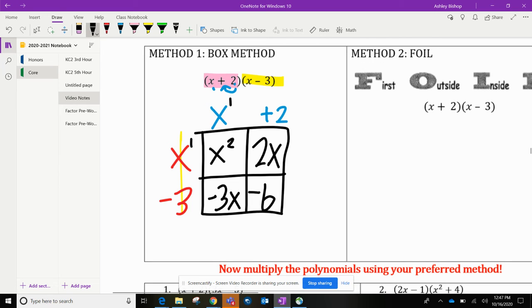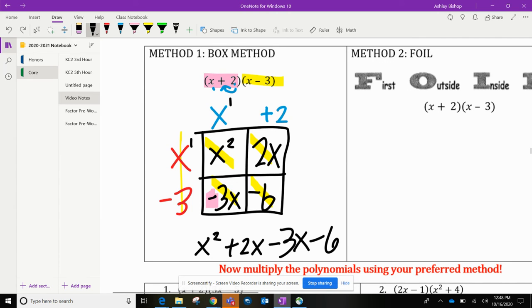Once you have your box filled out, you are going to rewrite all of your answers that you got in your box in a nice line. So I'm going to rewrite it over here. I had x squared plus 2x. This is a positive 2x, so I'm going to keep it positive. This is a negative 3x, so I'm going to write minus 3x and then minus 6. All I did was take each term inside the box and rewrite them in a nice line.